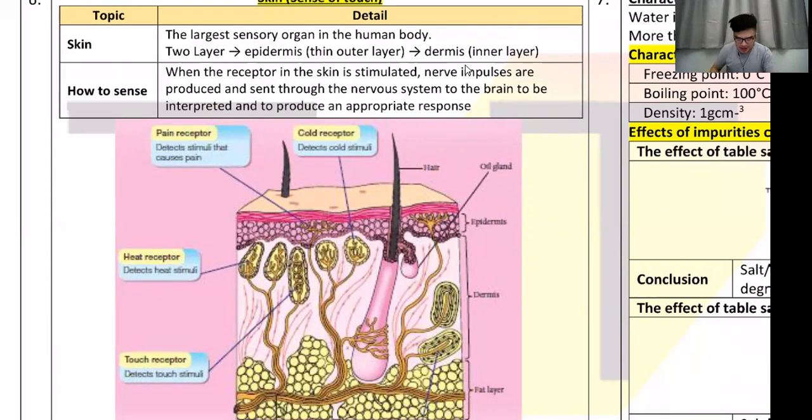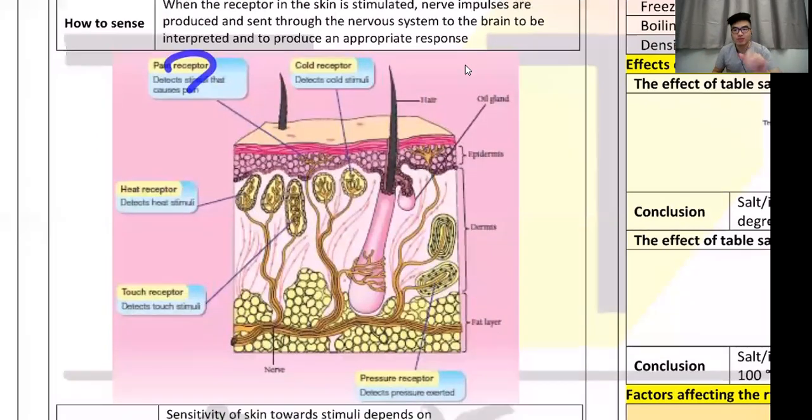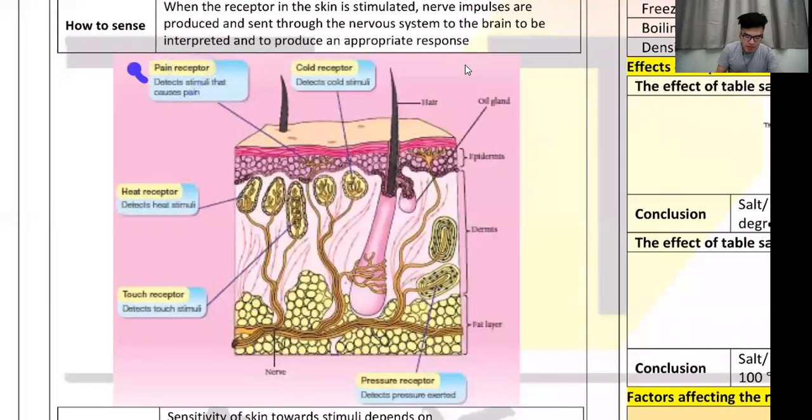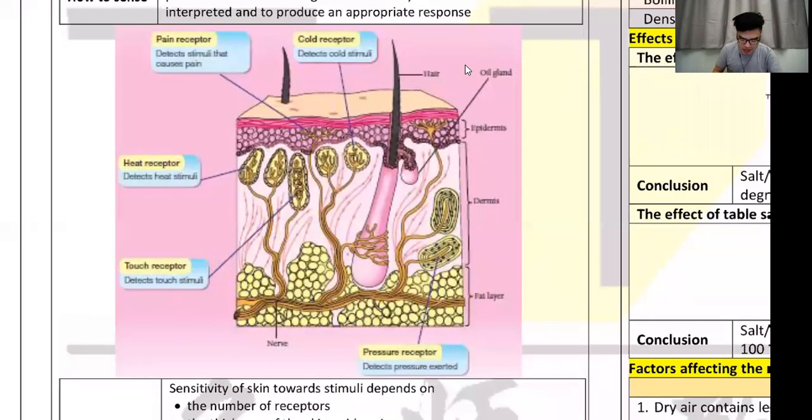Anyway, let's see what is underneath there. The main important thing is our sensors, our receptors. We have 5 types of receptors here. You have your pain receptor, cold and hot receptor, touch receptor, and your pressure receptor. They are arranged according to their importance. What do I mean? Who is at the top? Pain receptor. Why? Because pain is the most important sensation.